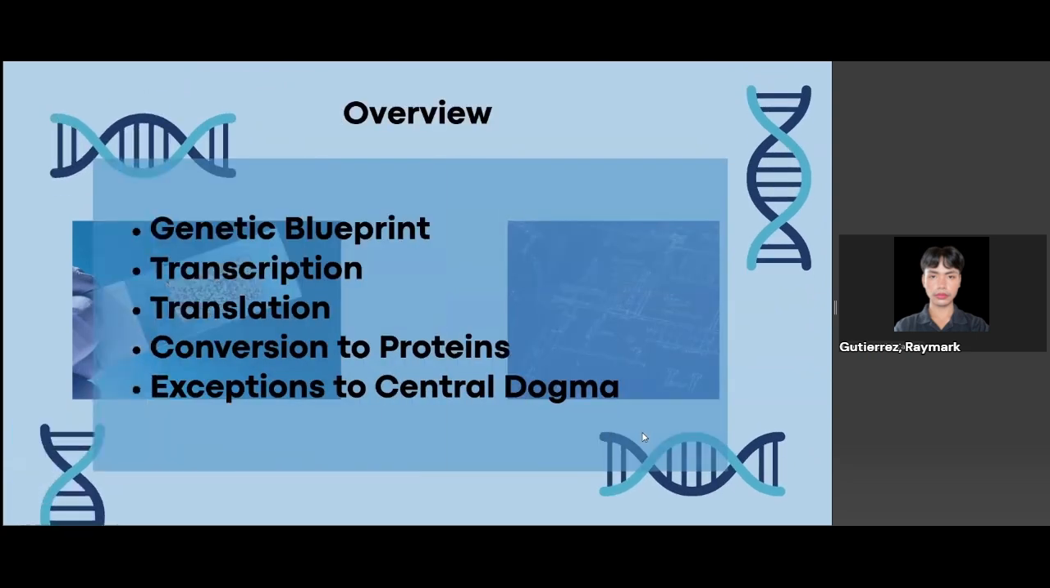Today, we'll walk you through this entire journey. First, starting with an overview of the genetic blueprint, then exploring the processes of transcription and translation, followed by how these steps lead to the conversion of genetic code into functional proteins. And lastly, we'll wrap up by discussing some notable exceptions to the central dogma that challenge and expand our understanding. Next slide, please.